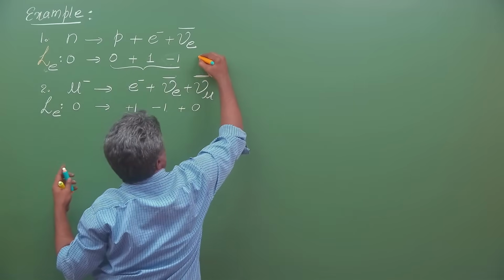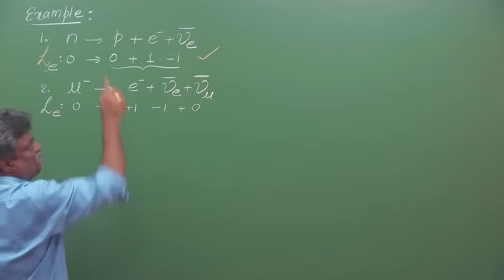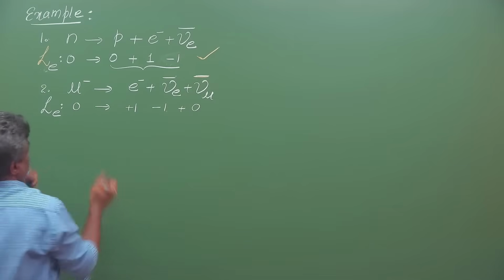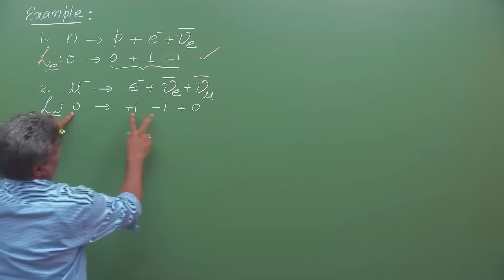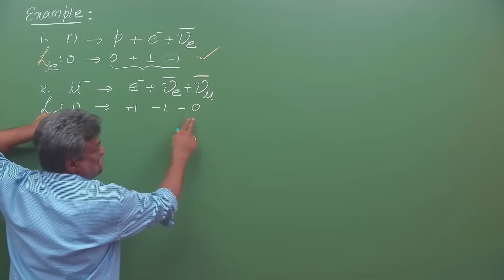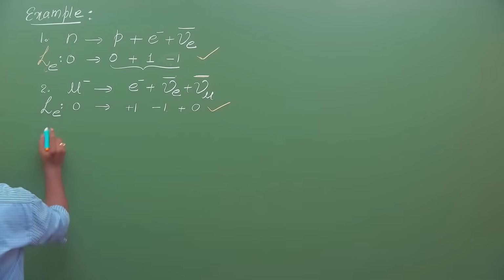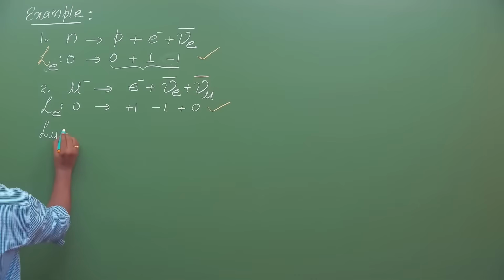That's why it is conserved or not conserved? Put a right mark if it is conserved. Now check. Left side, 0. Right side, 0. I hope everybody knows how to add: plus 1, minus 1, plus 0, that is 0. Okay. Yes, right. Next you have to check L mu.